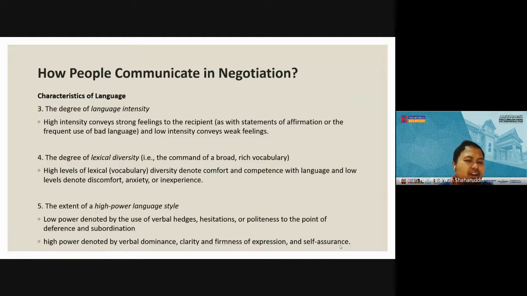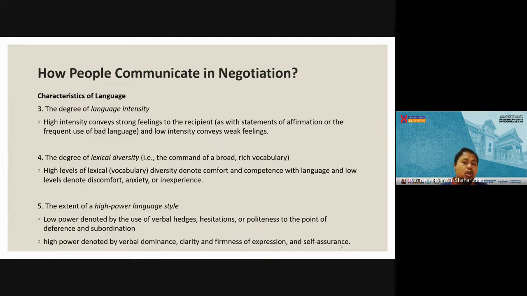And then the degree of language intensity. High intensity language conveys strong feeling to those who are receiving your information, as with statements of affirmation, or the frequent use of bad language. Low intensity conveys weak feelings. Sometimes it is quite good to be a bit strict when you are negotiating.